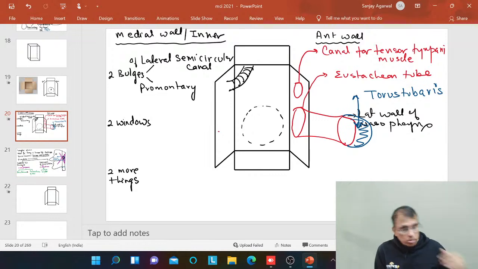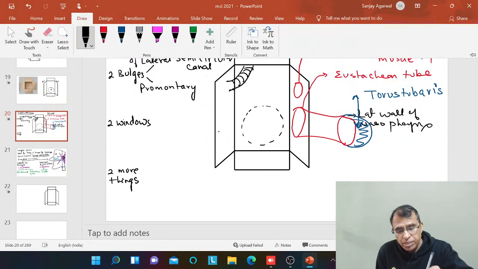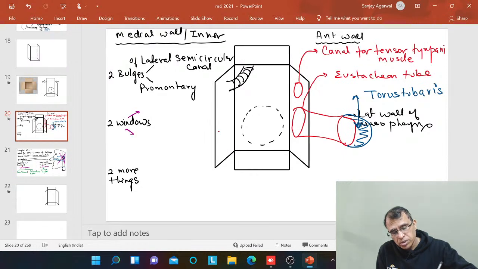Okay. So, think about this, you are doing the syringing and the patient begins to have vertigo and nystagmus, it's not a good thing to happen. That's why we are careful about the temperature. Then we have two windows, everybody knows those two windows. One is oval window, one is round window.